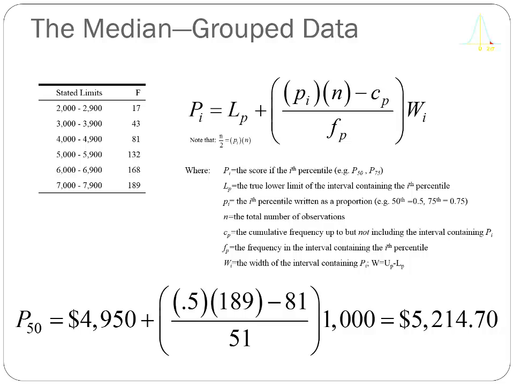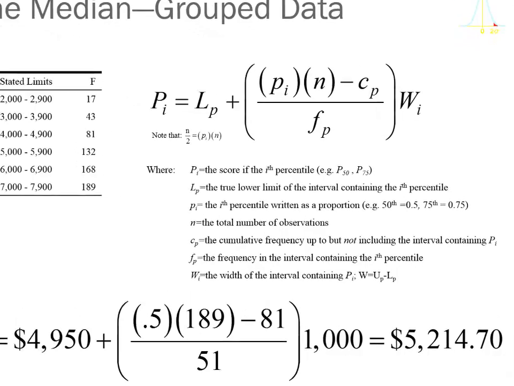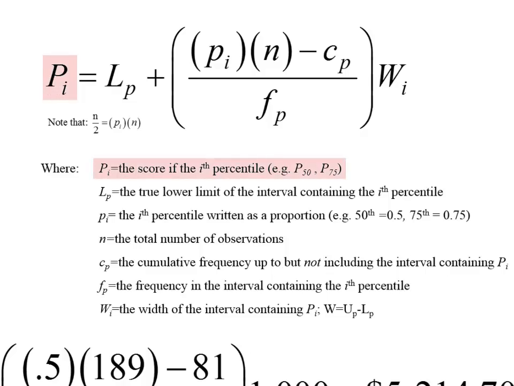We can do this with a formula. Now, this is our first look at a formula that is formidable, but truthfully, everything in this formula just encapsulates those 3 steps that we just did. So let's look at this. Our P sub I is simply the median value of a percentile that we're interested in. L sub P is the lower true limit of the interval containing the percentile we're interested in. So again, thinking back to that table, we know that the interval that contains the value we're interested in has a lower true limit of $4,950.